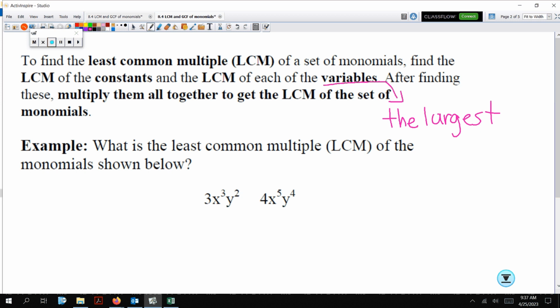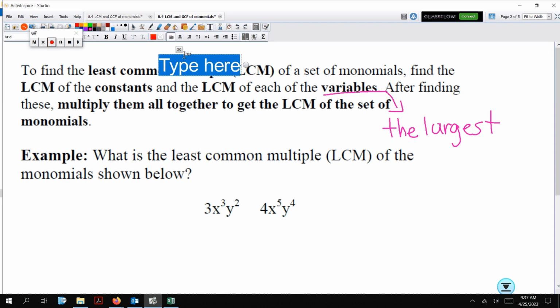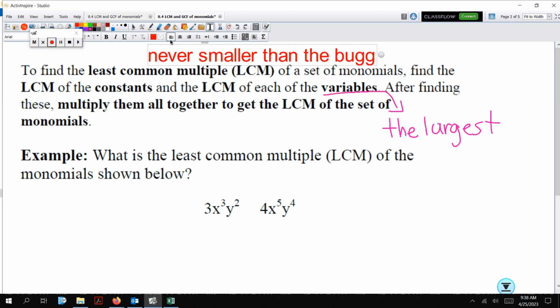For the least common multiple, you know that it is never going to be smaller than the biggest number. I'm going to type that up here. I know you don't have this on your notes, so if you want to copy it down, you can.